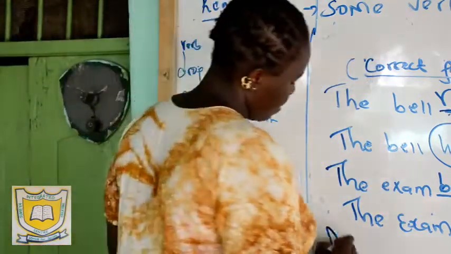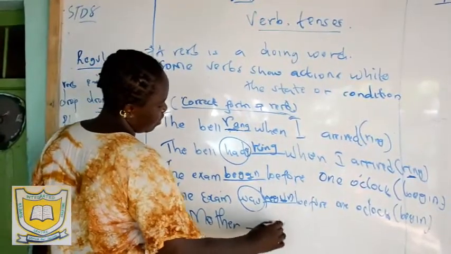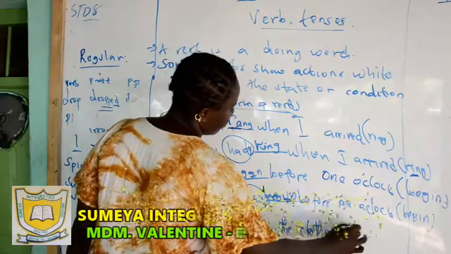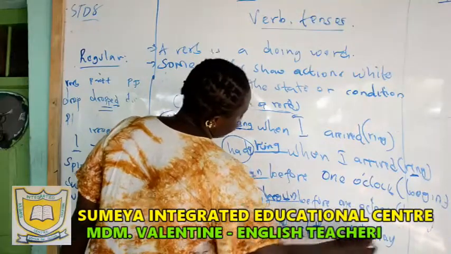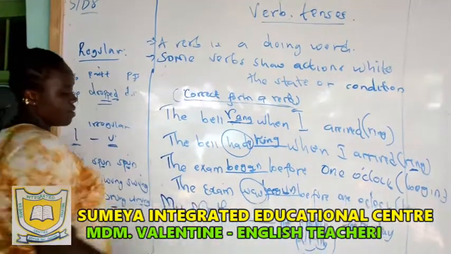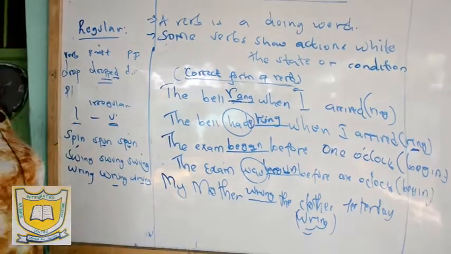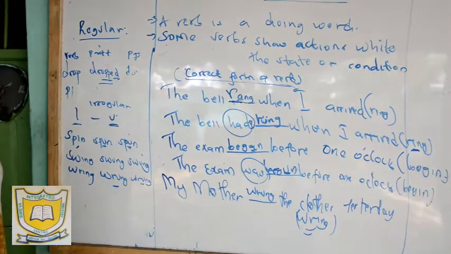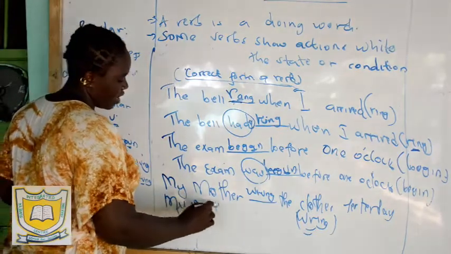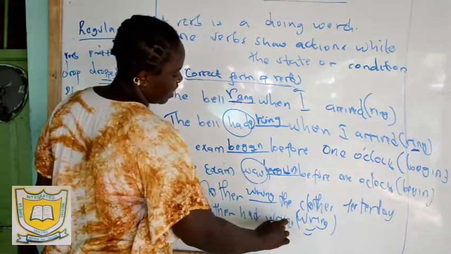For example, an example I have in a sentence: My mother dash the clothes yesterday, and in brackets they have given you wring. So you can say, my mother wrung the clothes yesterday, because it is the past tense. Past tense is simply the yesterday of a verb. But I can also say, my mother had wrung the clothes.